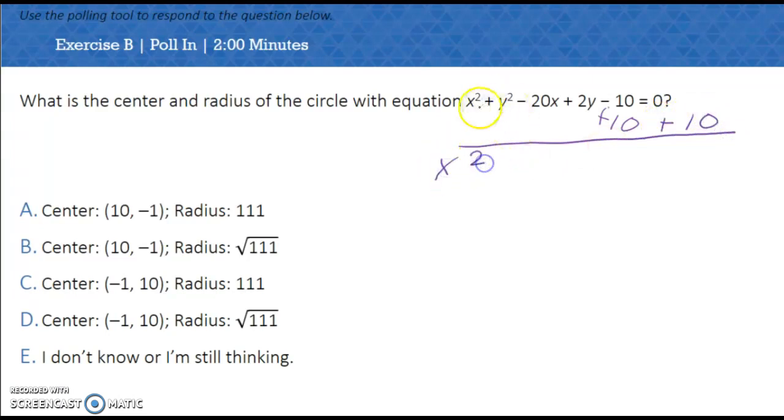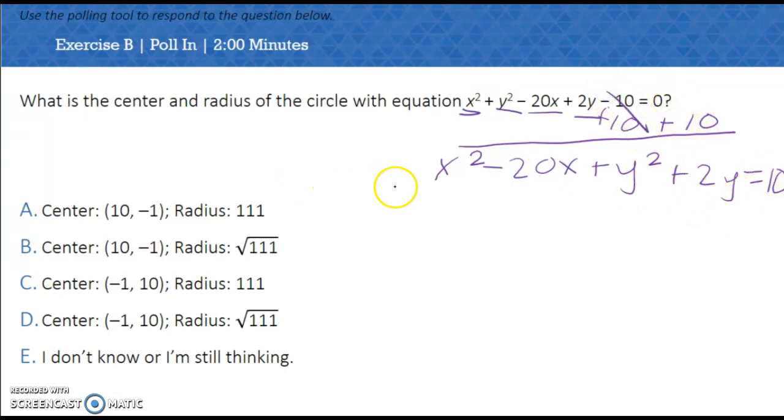So x squared, and I'm going to go ahead and group our x's, so x squared minus 20x. And then we're going to just go ahead and write the y squared. We'll space it out in just a moment. Y squared plus 2y equals 10. We added that 10 to both sides, so it's gone here, and we have 10 instead of 0.